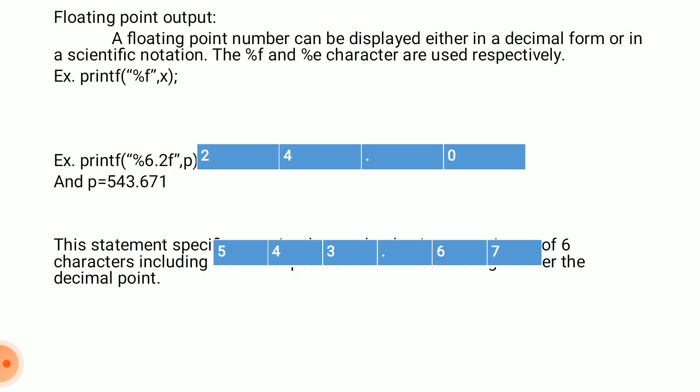Next one is floating point output. A floating point number can be displayed either in decimal form or in scientific notation. The %f and %e characters are used respectively for this purpose. So for example, printf %f and x. Here %f is a conversion character or control string, and x is a variable of type float. And suppose you are printing x is equal to 24, then how will it print?